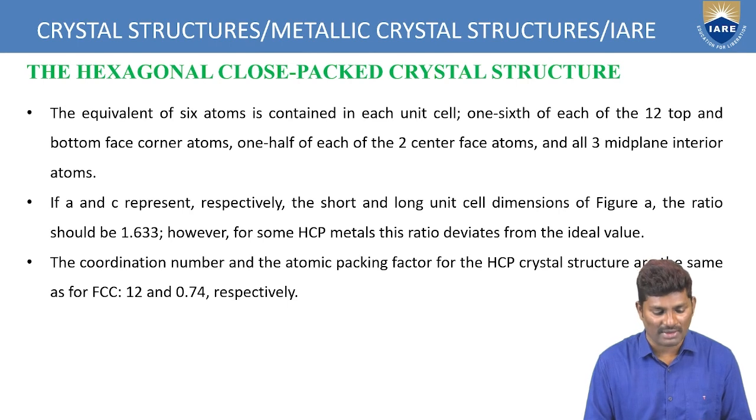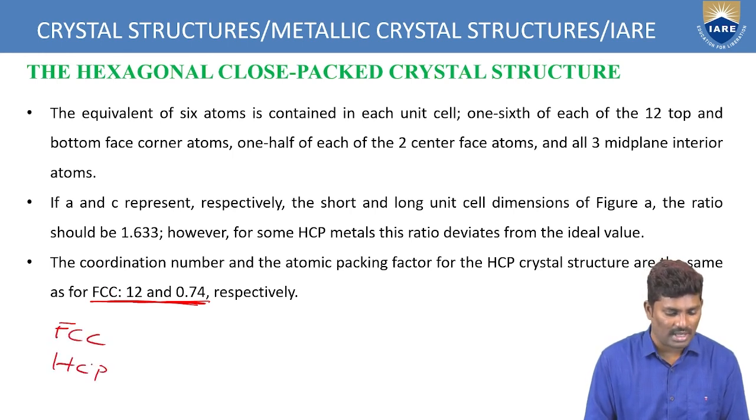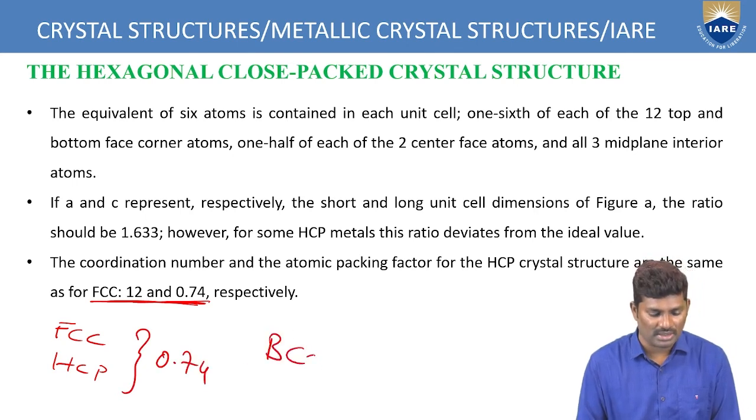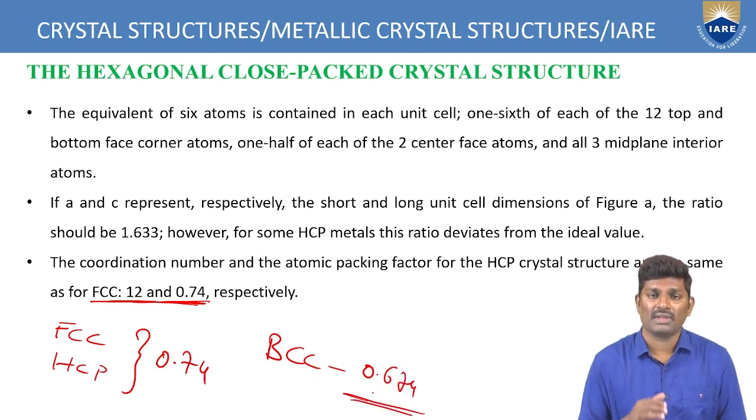So how many in total can we have here? 3 in the midplane interior atoms. Therefore, the c/a ratio will be in the range of 1.633. And coming to the atomic packing factor, it is almost equal to 0.74. This is exactly equal to the FCC. So FCC and HCP both have 0.74, but when you compare BCC, it has 0.674, so a much lower value.